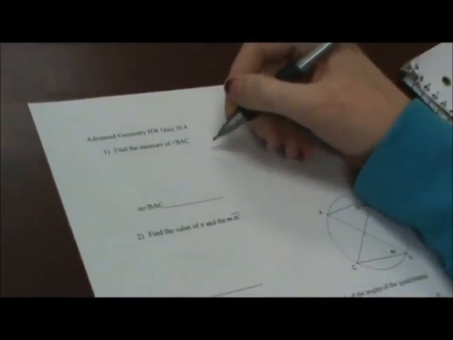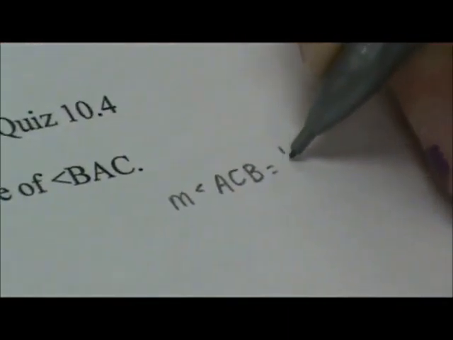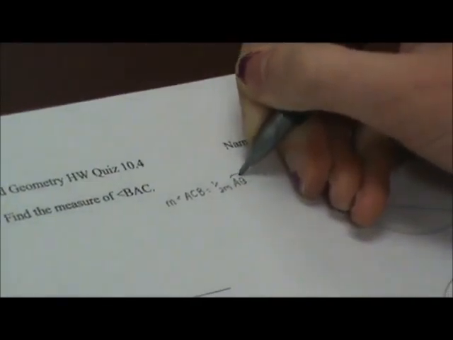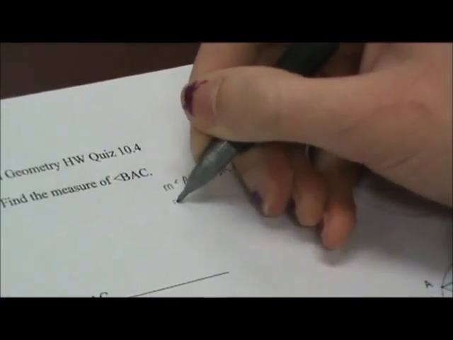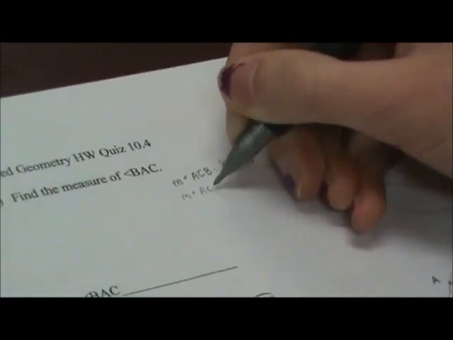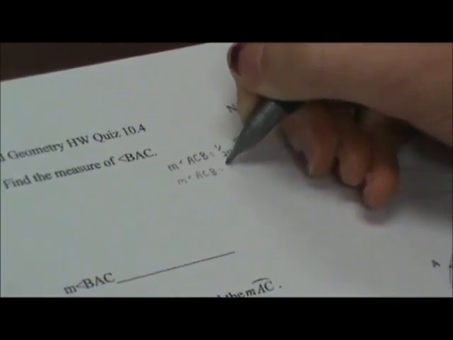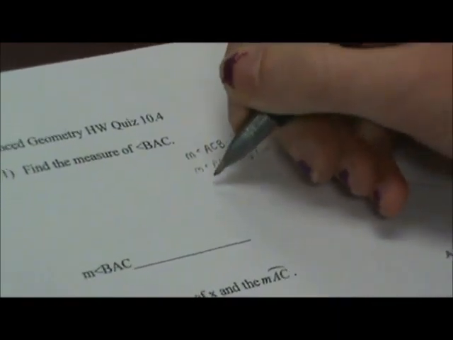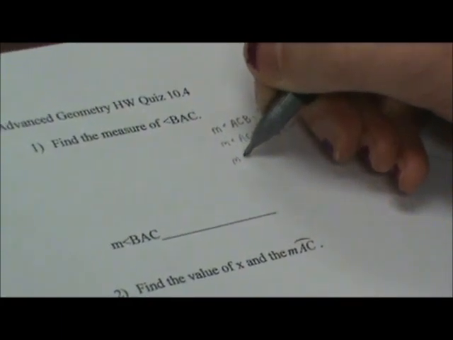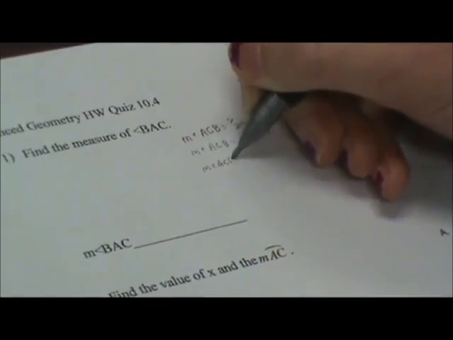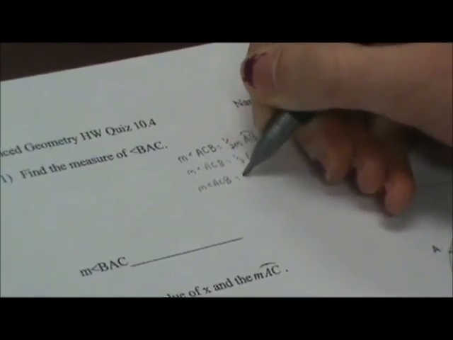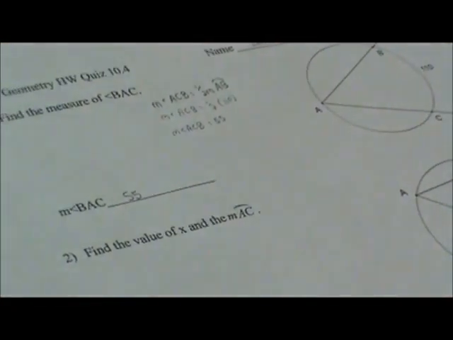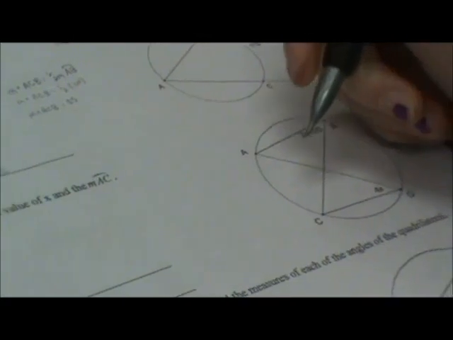For number 1, the measurement of angle ACB equals half of the measure of arc AB. And you plug in 110 for the arc AB and multiply by half to get the measure of angle ACB equals 55. Because the arc and the angle have a relationship, and that's the formula for that.